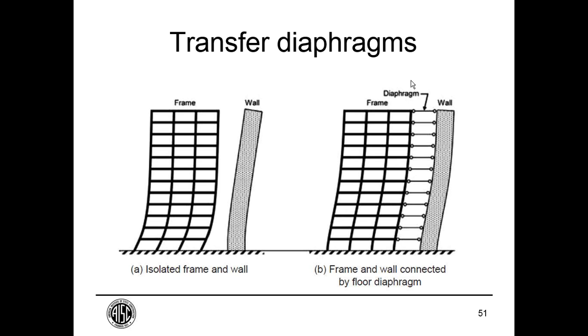Even when you have just different frames with different proportions, you get significant transfer forces. Not as large as in the dual system, but still significant, and that will impact the design.